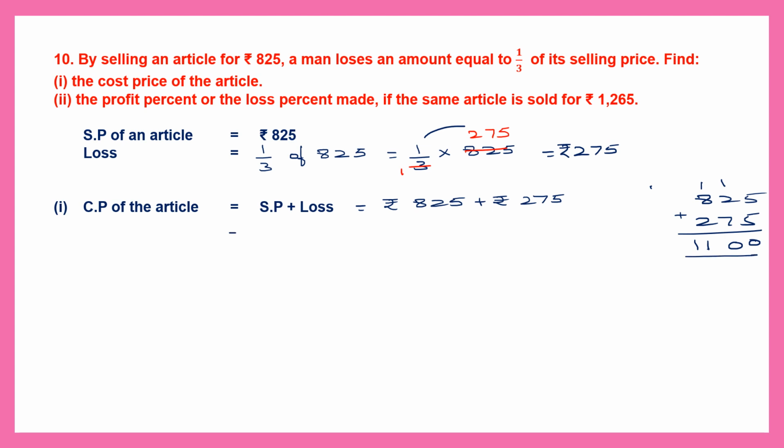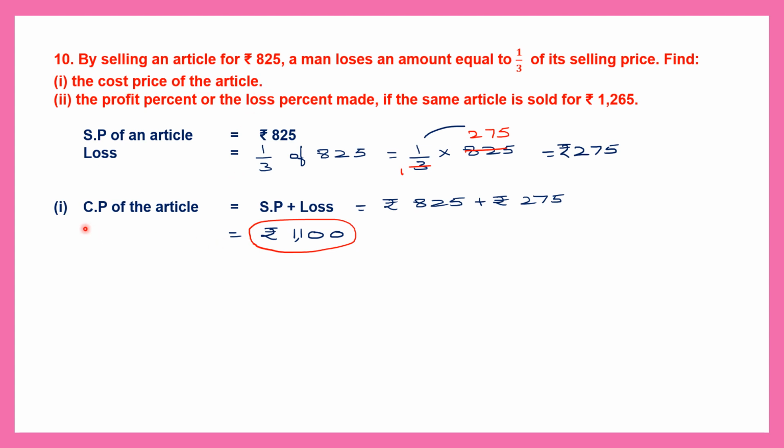1100. That means the cost price of the article is 1100 rupees. So this is the answer to the first question. We've been asked to find the cost price of the article and the cost price of the article is 1100 rupees. Now the second question is find the profit percent or the loss percent.